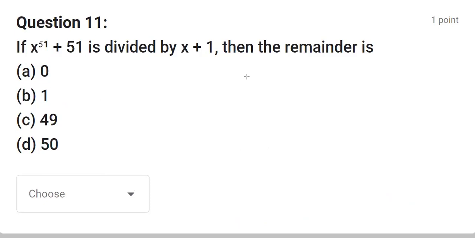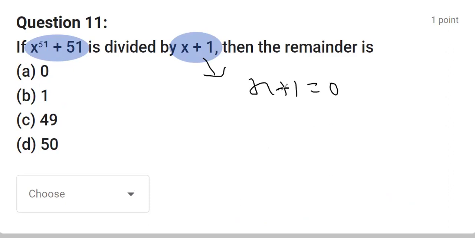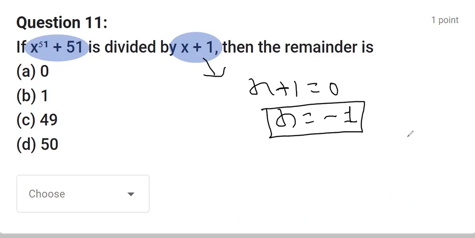In the next part, that is question 11, we are asked to find the remainder when the first polynomial is divided by the second, that is x plus 1. So here we are going to use the remainder theorem. In this, first we equate the divisor with 0 to get the zero of the divisor, which is coming as minus 1.